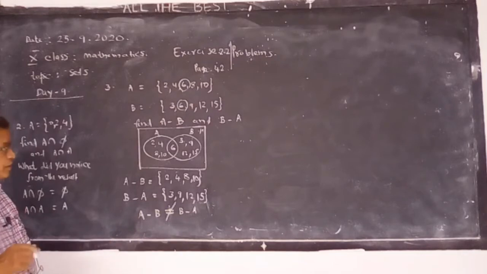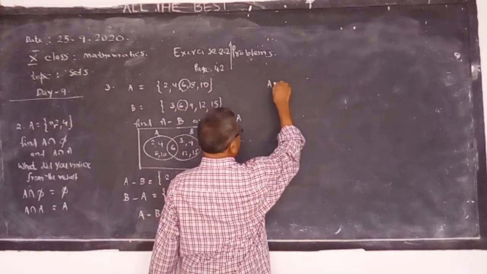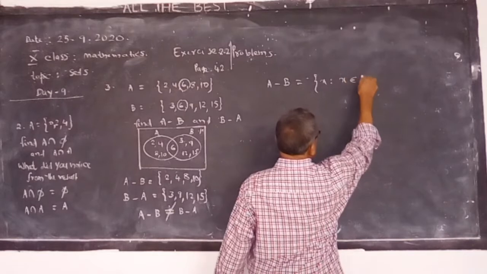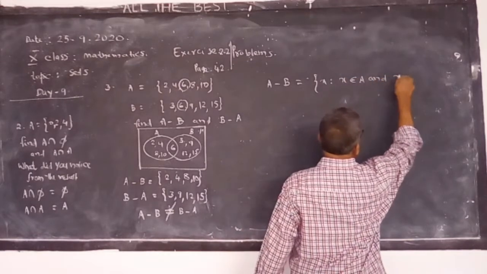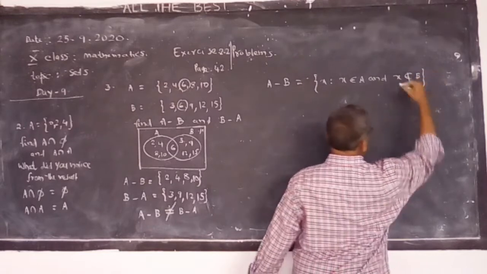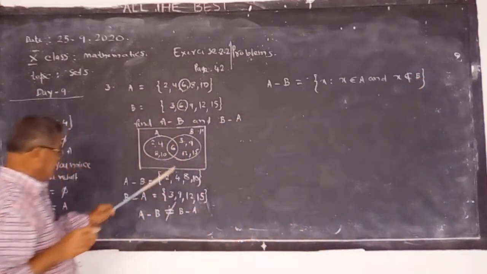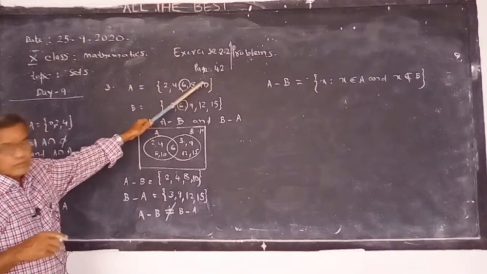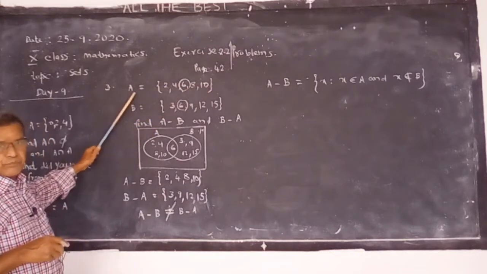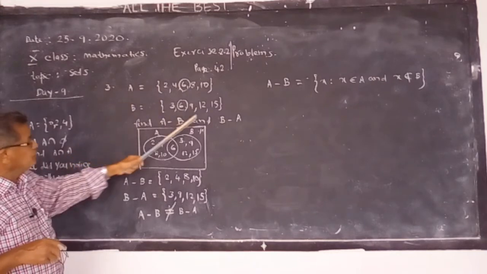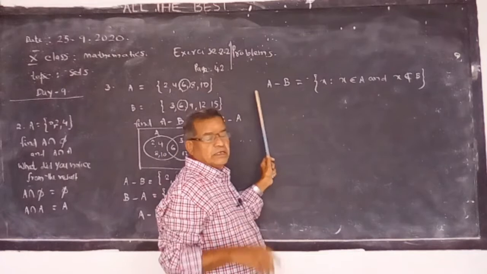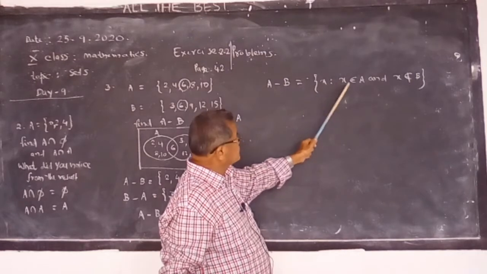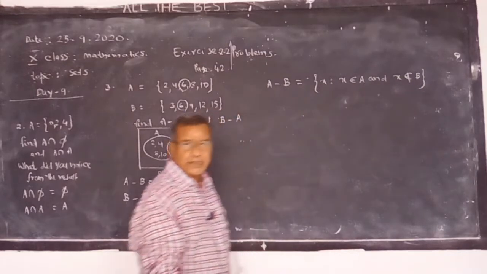Now, A minus B in set-builder form. We can express A minus B as x such that x belongs to A and x does not belong to B. In A minus B, there are no elements of B. Only 2, 4, 8, 10, which belong to set A and do not belong to B. This is the way of writing the set-builder form of A minus B.